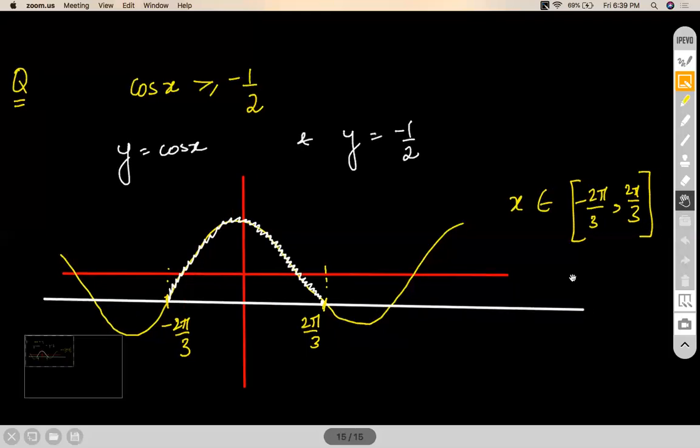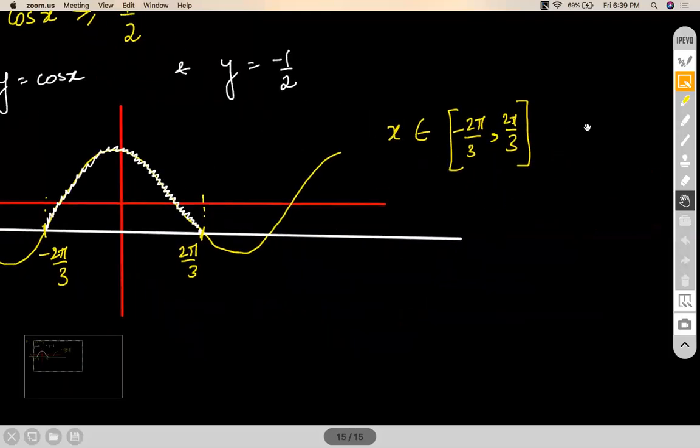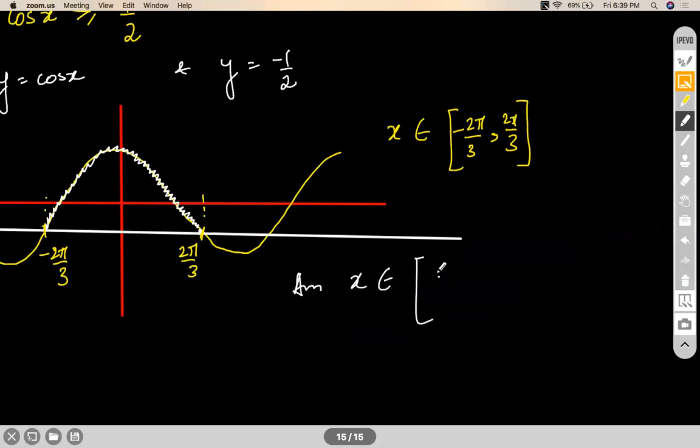Okay. So let's generalize this. Remember, your cos x has got a period of 2 pi. So your answer will be x belongs to 2n pi minus 2 pi by 3 to 2n pi plus 2 pi by 3. And just take a union of this answer for all n belonging to integers.